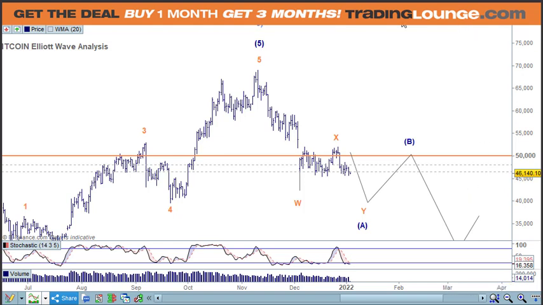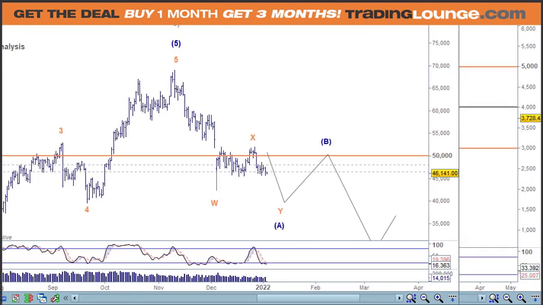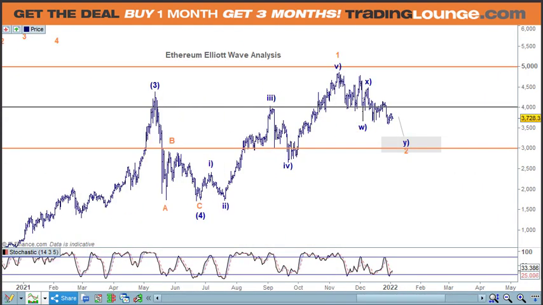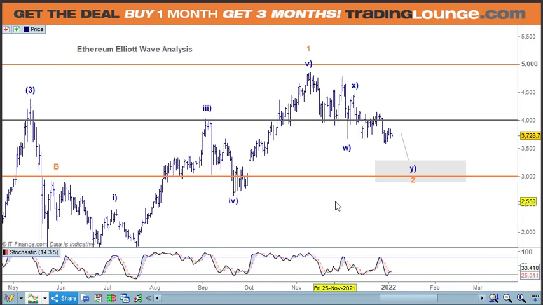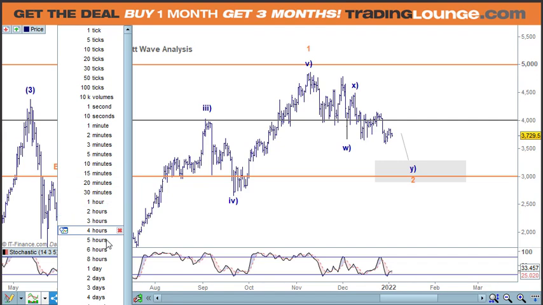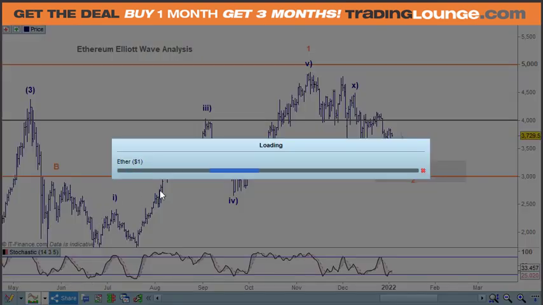Let's have a look at Ethereum, where Ethereum has kind of got the same sort of thing. Now, there's a bit more support in the market for Ethereum, as we know, and we can still look at it in the bigger picture as wave 4 here, with 1, 2, 3, 4, 5 for 1, and then this here still coming down further, but looking at it as a WXY coming down here. I'll explain that a little bit further on the 4-hour chart.